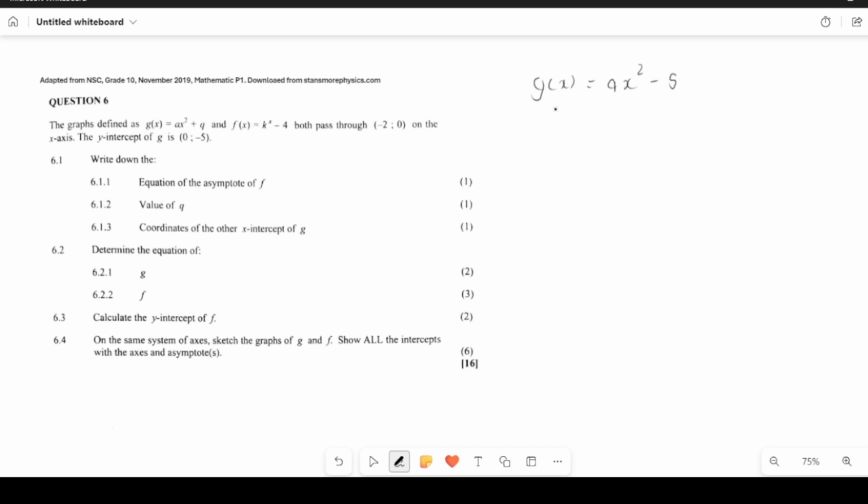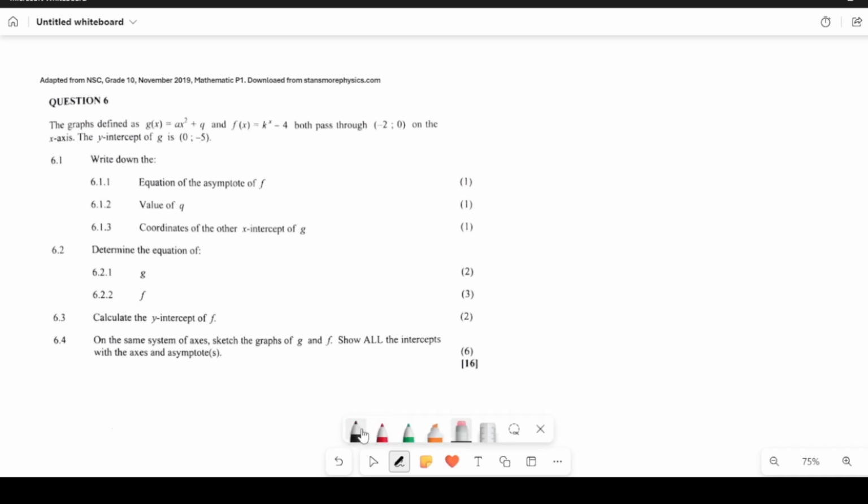So we can say that I know the x-intercept is minus 2 and 0. So therefore 0 is equal to a into (minus 2) all squared minus 5. Remember, whenever you make a substitution, you must parenthesize. So therefore 5 is equal to 4a. Therefore a is equal to 5 over 4. So therefore g of x has the equation 5 over 4 x squared minus 5.